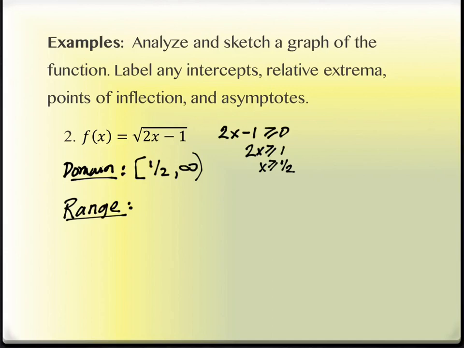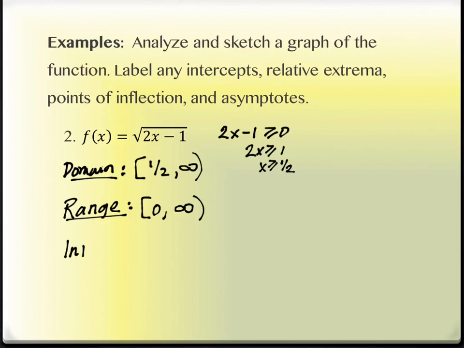Now we could get 0. The square root of 0 is 0, but I never get anything negative. So my range is also quickly determined to be 0 to infinity. I can't get negative values out of a square root function. Okay, they're not defined. So that's cool.